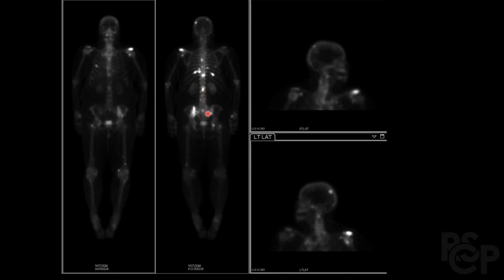Then working our way down, we see increased focal uptake in the pelvic area, and over here in the femur increased uptake, and then next to the knees, and working our way downwards. So again, this is indicative of a metastatic pattern. What you're looking for is focal areas of increased uptake that are randomly distributed.